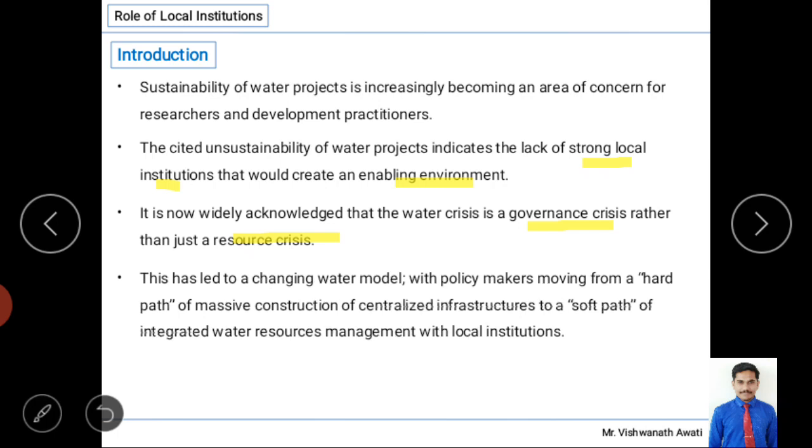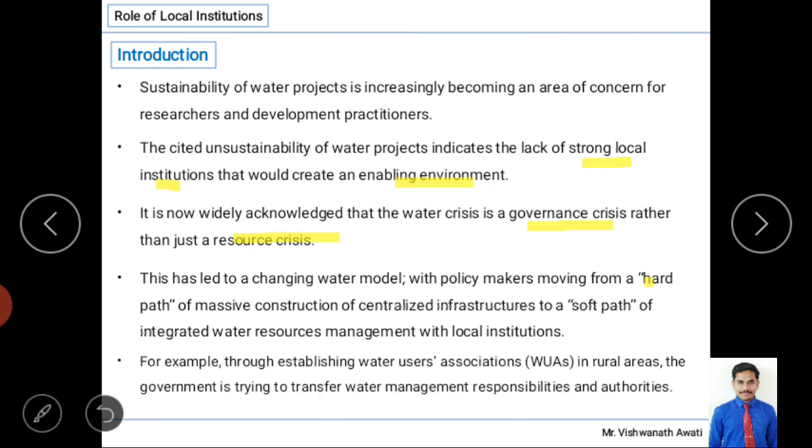This has led to a changing water management model. Water management model means there will be some method; we are going from the old method to a new method. Policymakers are moving from the hard path, which means massive construction of centralized infrastructure, to the soft path of integrated water resource management with local institutes. Centralized institutes means institutes in a state level, maybe in capital cities or regional cities, not at the local level. So it is from the hard path of centralized management to the soft path of local management. Here we can understand why local institutes are required.